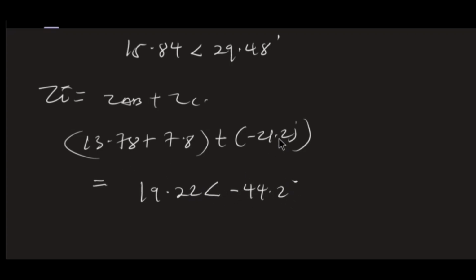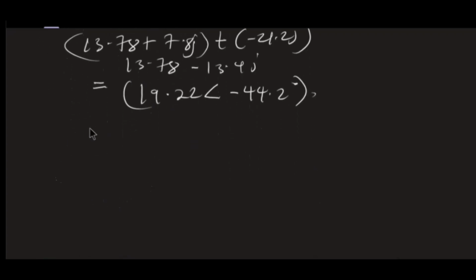So when you add, this will subtract from the j, but that will give us 13.78. And if you have 7.8 minus 21.2, then you are going to get minus 13.4 j, right? So this one in the polar form is giving me this. So I have my ZT in the polar form.